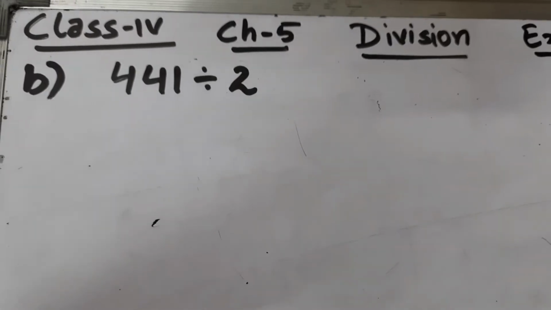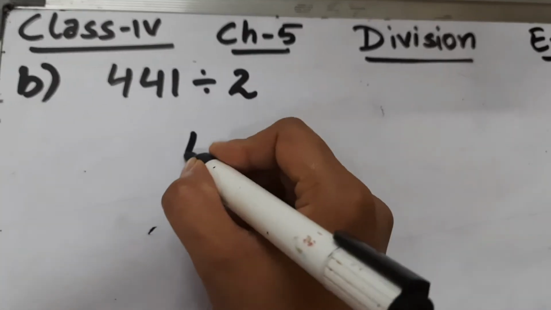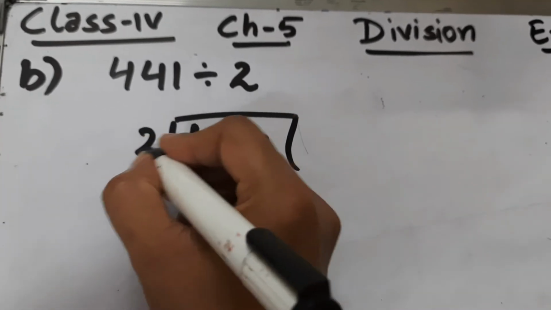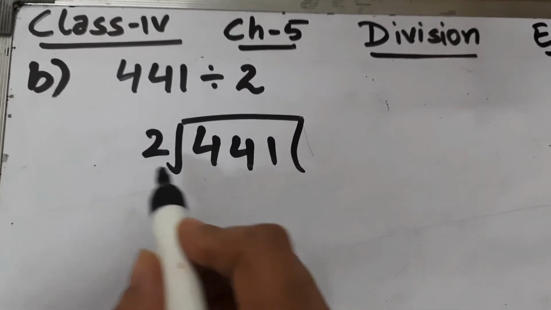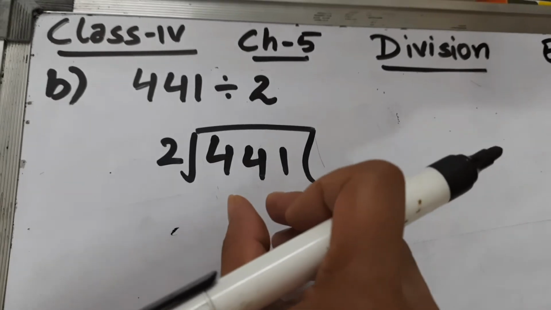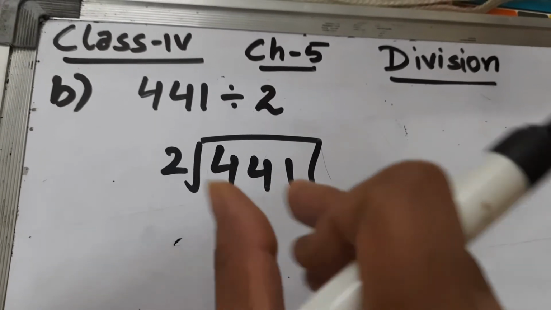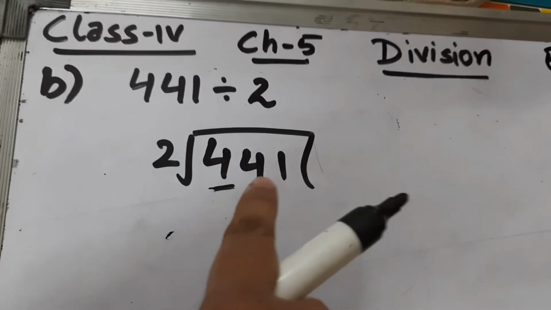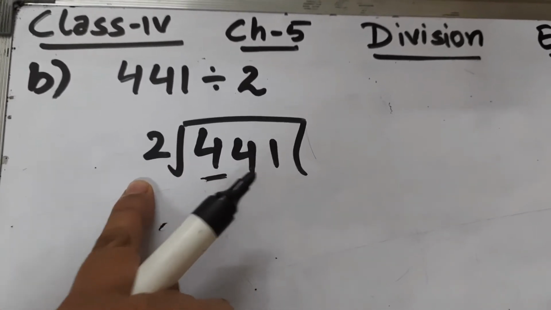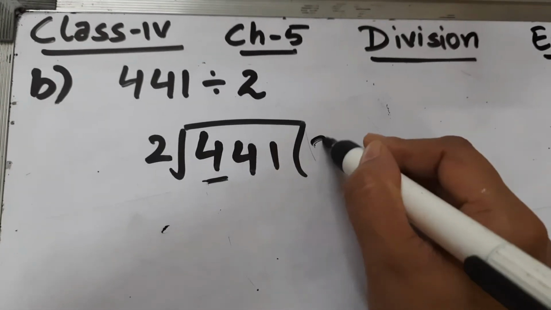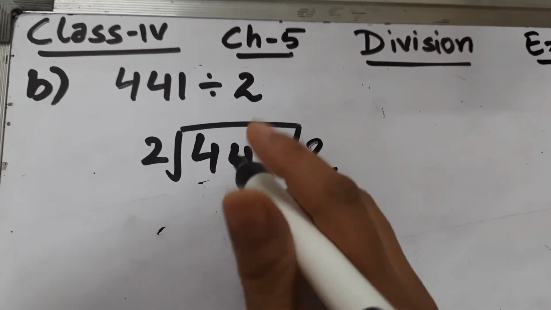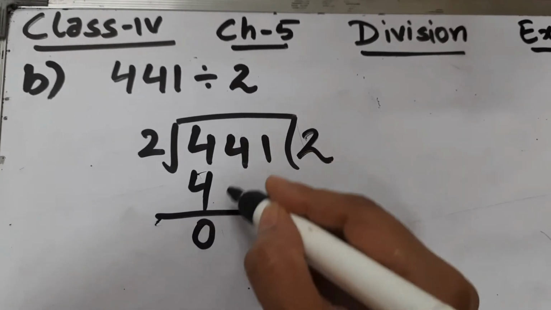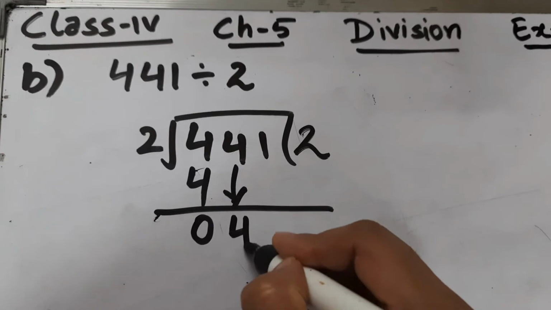Now let's start B part. B part is 441 divided by 2. We have to divide 441 by 2. We will start from the highest place value digit in the number, and here it is the hundreds place, that is 4. Is 4 divisible by 2? Yes, 4 is divisible by 2. 2 2s are 4. Okay. Subtract it. 4 minus 4 is 0. Now bring this 4 down.